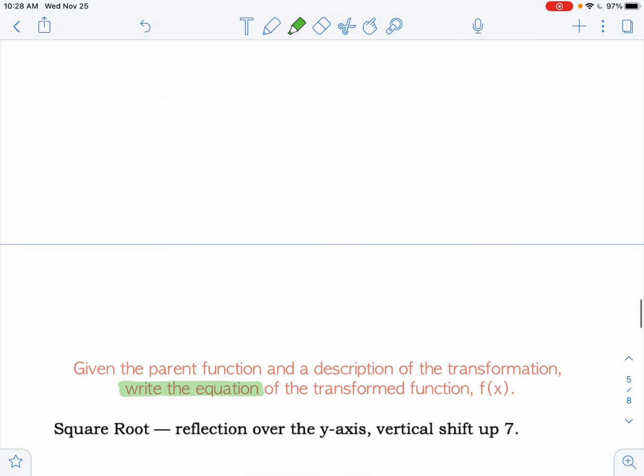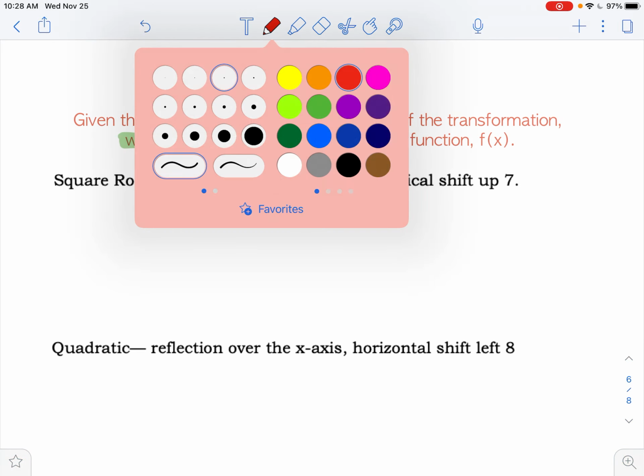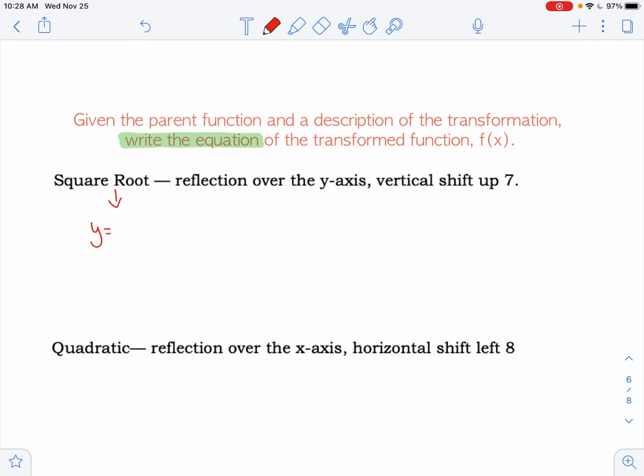So when I look here, it tells me I'm automatically starting with the square root function. So I know I'm going to have y equals a square root of something here. This tells me that I'm going to reflect over the y-axis. That means I'm going to make x negative, or multiply x by negative 1. So that means I'm going to have negative x because I'm multiplying x by negative 1. This is an inside change.